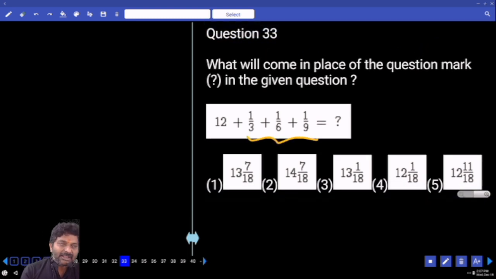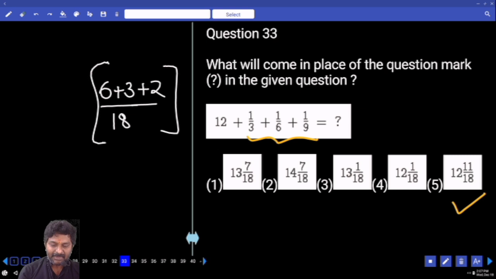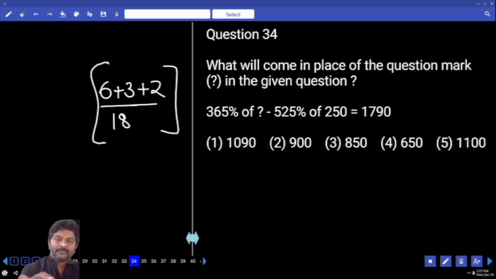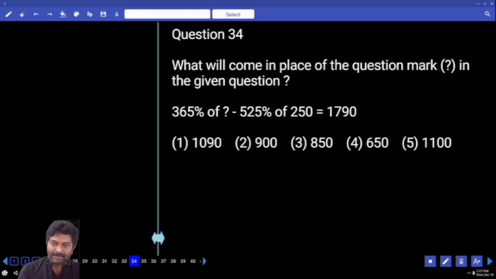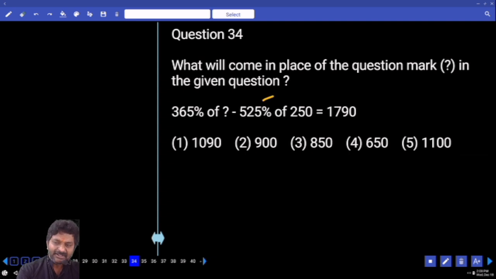Let's consider only fractions because there is only one integer, 12. 3, 6, 9. LCM. 3, 6 times. 6, 3 times. 9, 2 times. So total numerator 12, 11 by 18. Right. This number goes to the right hand side and 1570 comes to the left hand side. No, it need not come to the left hand side. This goes to the right hand side.